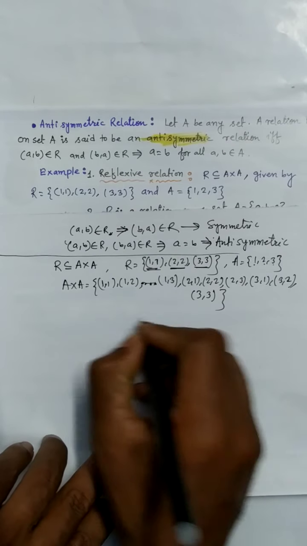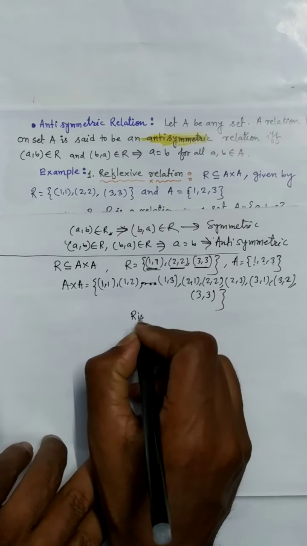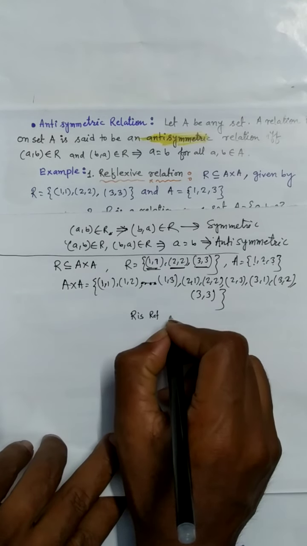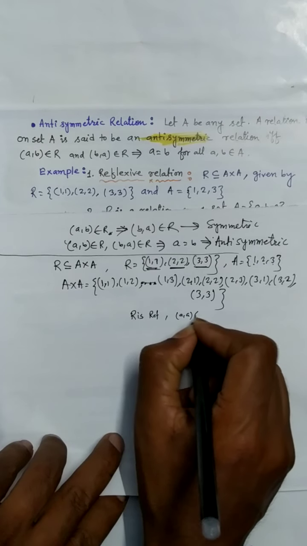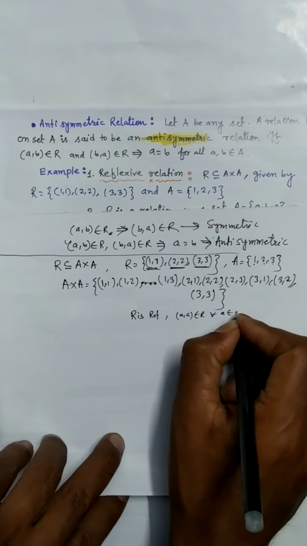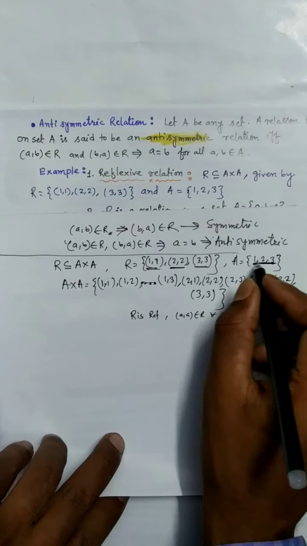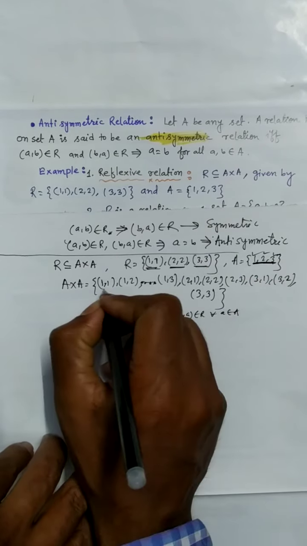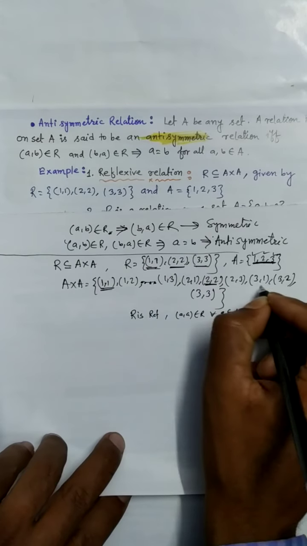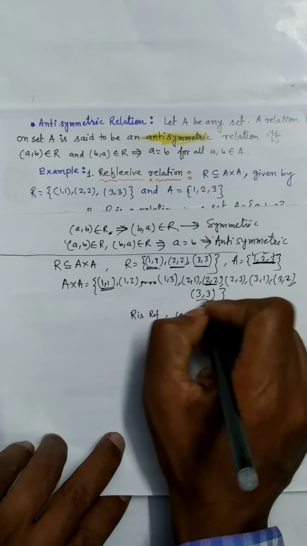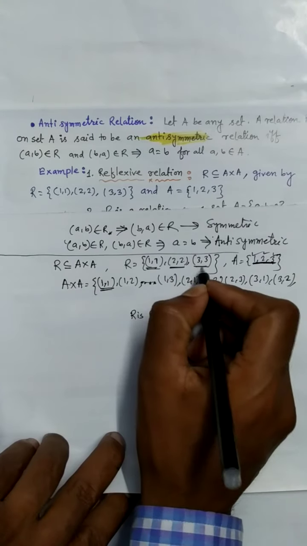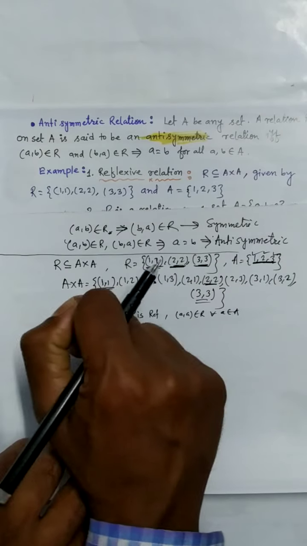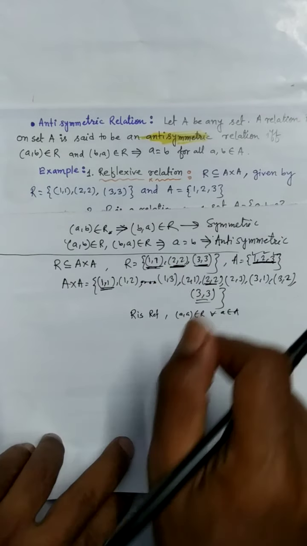So we know the definition that R is reflexive if (A, A) belongs to R for all A belonging to A. So whatever elements are there, 1, 2, 3, their points are also present: (1,1), (2,2), (3,3) are present here. So we have taken from A cross A, so it is reflexive.